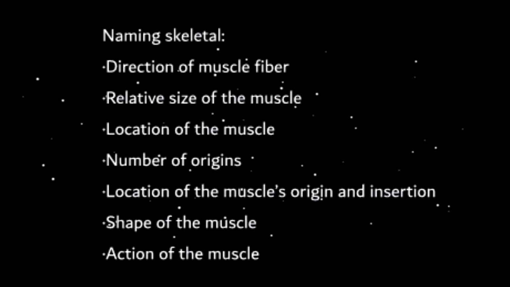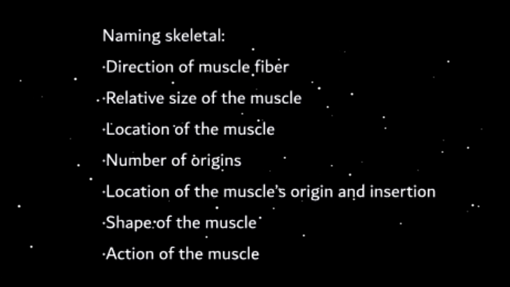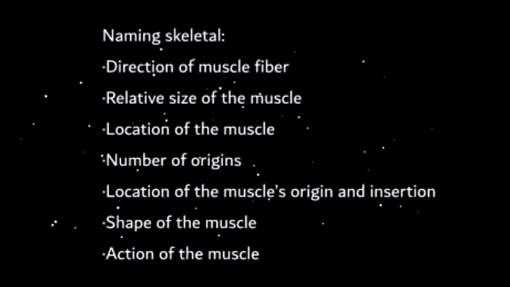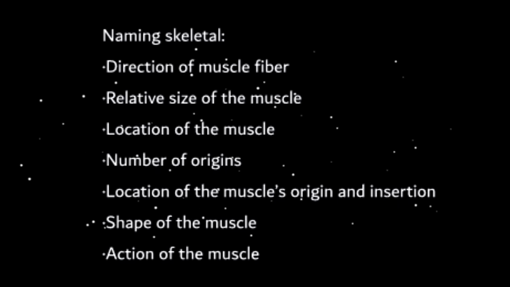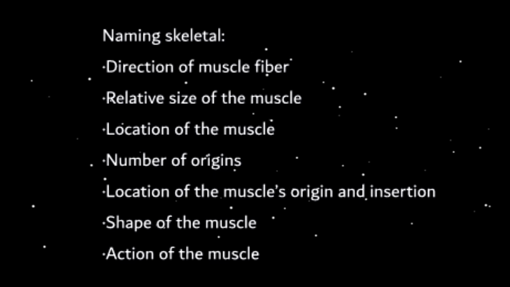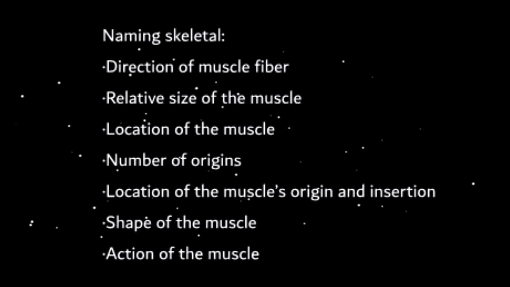Shape of the muscle. Deltoid muscle. It is triangular in shape. As a result of this, the Greek letter delta is the name given to the muscle. Action of the muscle. Adductor. Muscles that support balance and alignment.